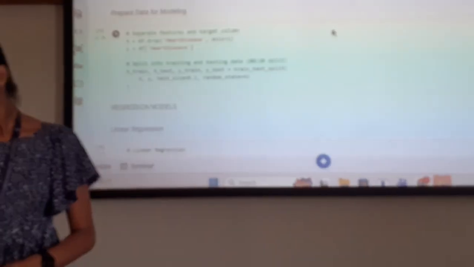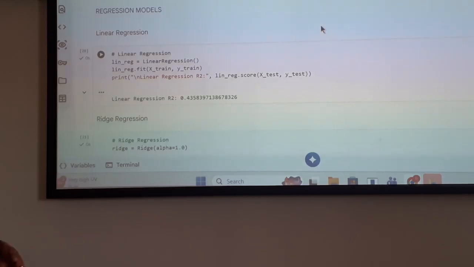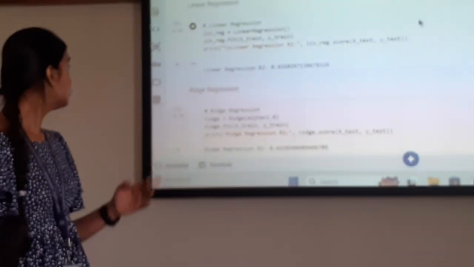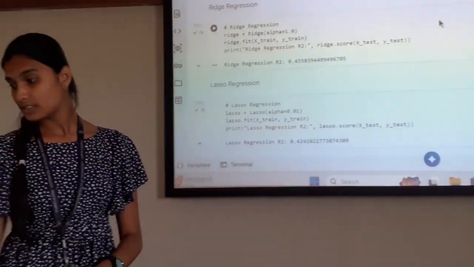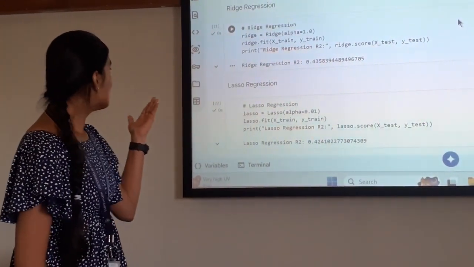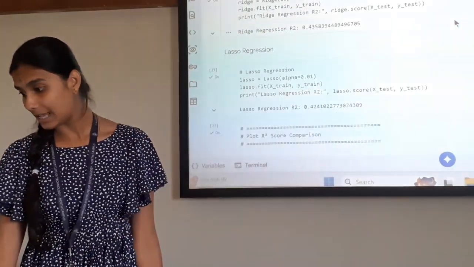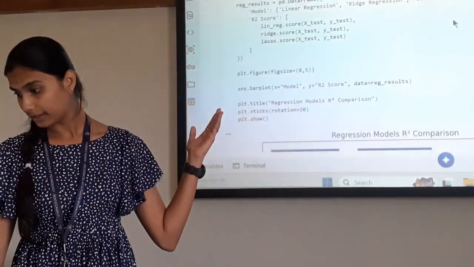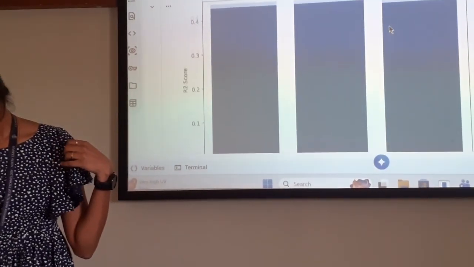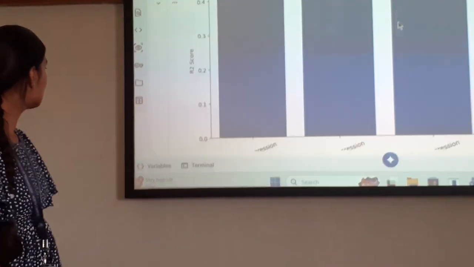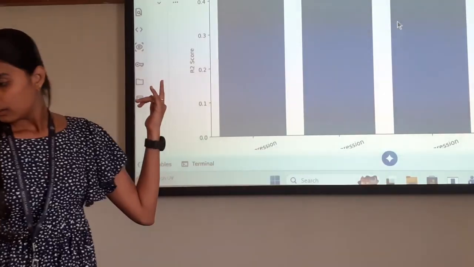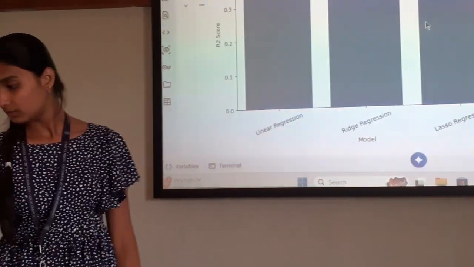Next we are going to the regression models: linear regression, ridge regression and lasso regression. Coming to linear regression, I calculated the R square value, which is around 43%. For ridge regression, we are getting a value of around 43%. And for lasso regression, we are getting an R square score of 42%. This shows the R square of the different regression models: linear, ridge and lasso.